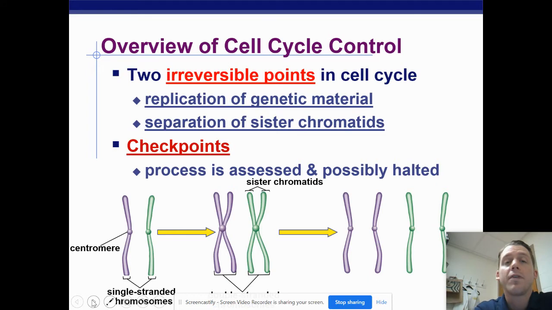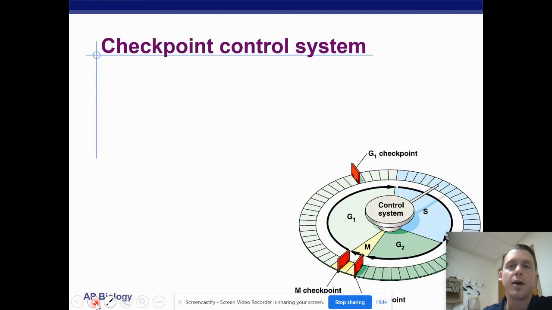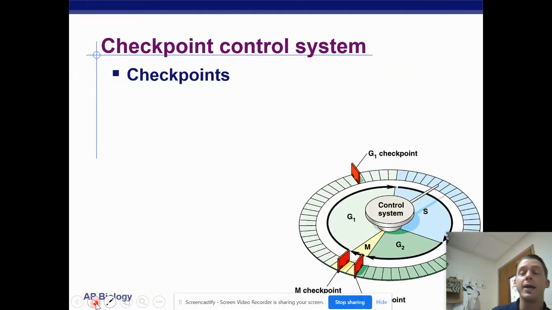There are checkpoints throughout the cell cycle that assess these processes and make sure everything is happening normally. If things are not happening normally, then the process gets halted. So we have a checkpoint: did duplication go okay? And then we have another checkpoint over here on the right: did separation go okay?